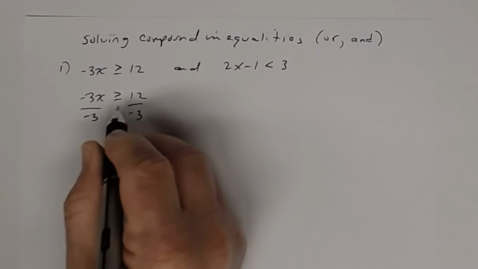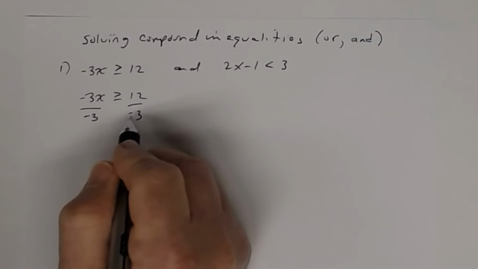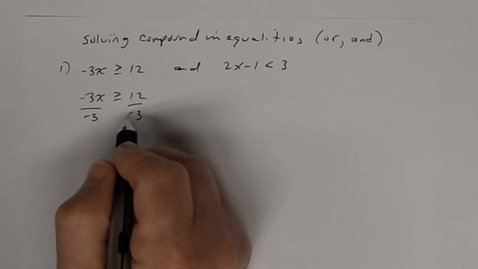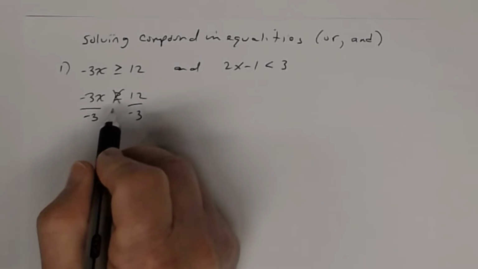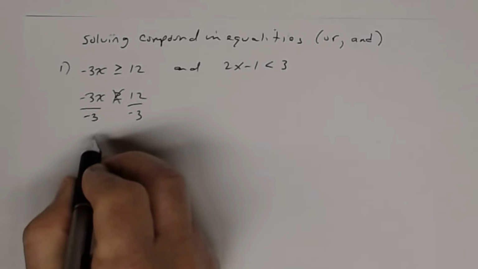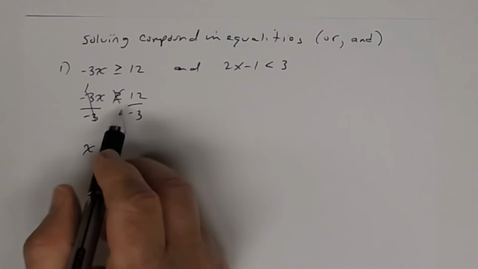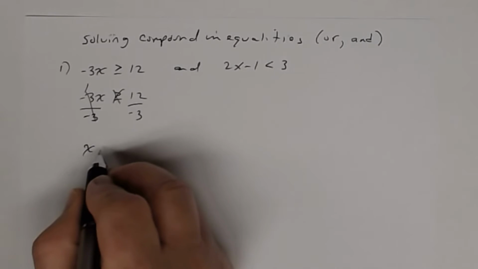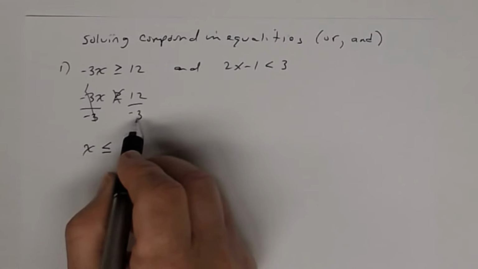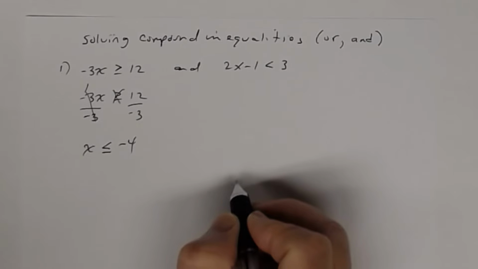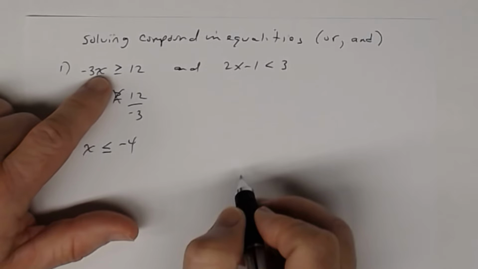Now remember, when you divide or multiply both sides of an inequality by a negative number, you've got to reverse the inequality statement. Otherwise it is no longer true. So negative 3 divided by negative 3 is 1, and 1 times x is x. The greater than or equal to becomes less than or equal to, and then 12 divided by negative 3 is negative 4.